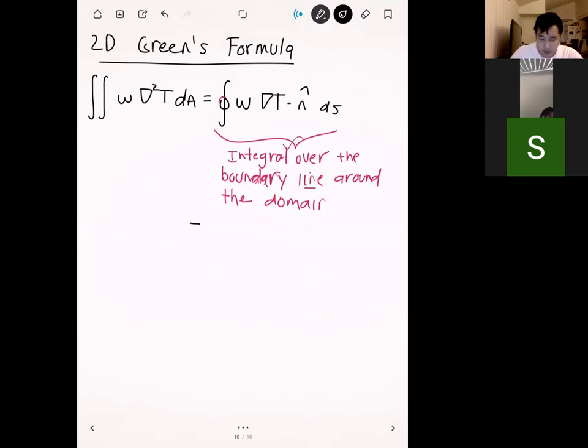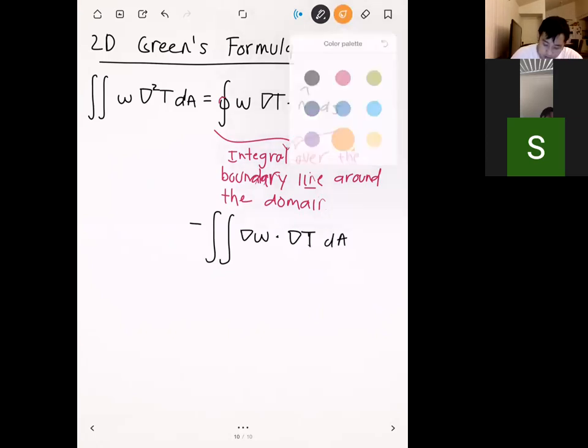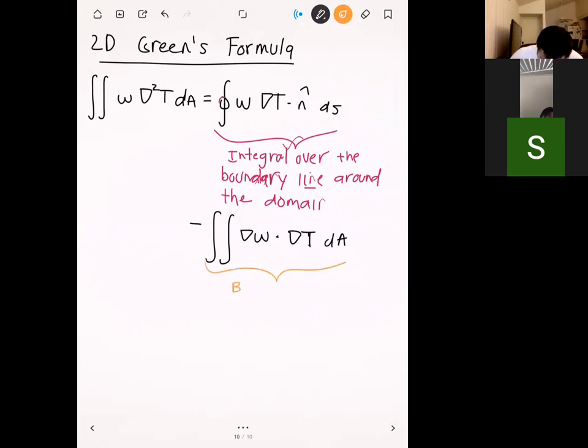And then from this, we're going to subtract out a double integral on our domain, but with balanced derivatives. So we have a double integral of the gradient of w dotted with the gradient of T. And this is on area. Just like before, this has balanced derivatives.